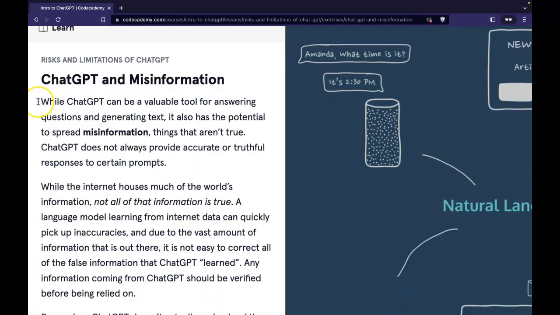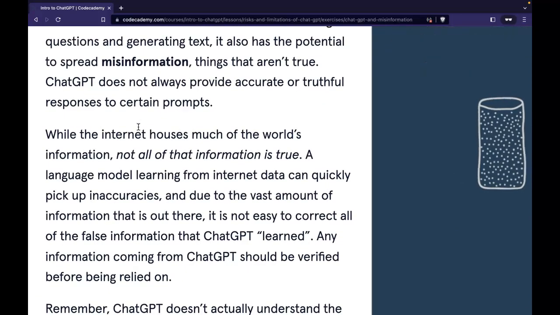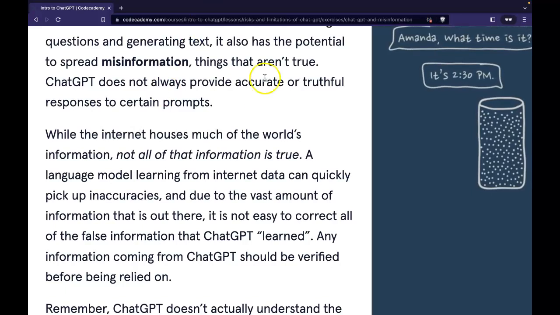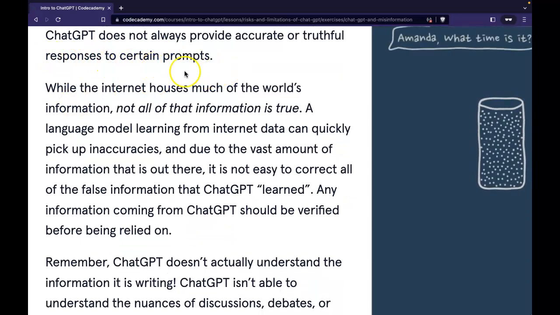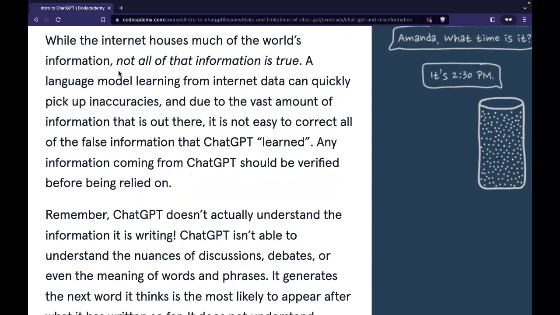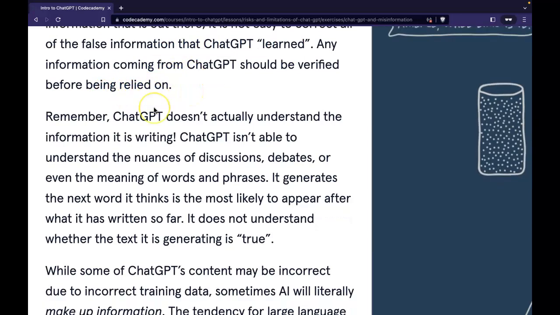ChatGPT and misinformation. While ChatGPT can be a valuable tool for answering questions and generating text, it also has a potential to spread misinformation, things that aren't true. ChatGPT does not always provide accurate or truthful responses to certain prompts. While the internet houses much of the world's information, not all of that information is true. A language model learning from internet data can quickly pick up inaccuracies, and due to the vast amount of information that's out there, it is not easy to correct all of the false information that ChatGPT, quote, learned. Any information coming from ChatGPT should be verified before being relied on.